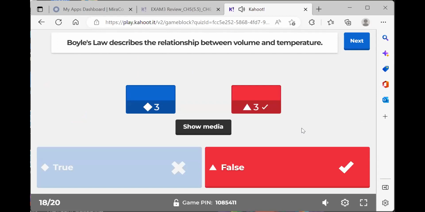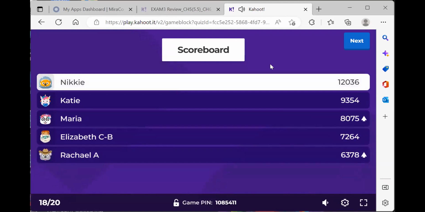So when it comes to the two different laws that we learned, the reason why this is false is because volume and temperature is actually Charles' law. Boyle's law compares the relationship of which two of the properties that describes a gas? Which one is Charles' law? Thank you, Katie. Yes, pressure and volume. Volume and temperature is Charles, and pressure and volume is Boyle's, okay? Two more questions to go.